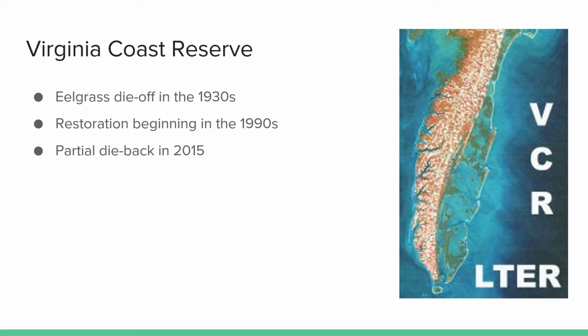In the 1990s, there was a project that was started to replant the seagrass meadows, and this went well until 2015, when a particularly warm summer caused dieback of the seagrass. Since then, the seagrass has been growing back, but this raises concerns about warmer temperatures of the water as the climate continues to change.